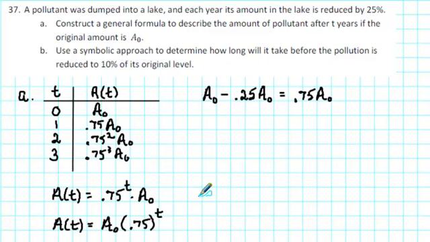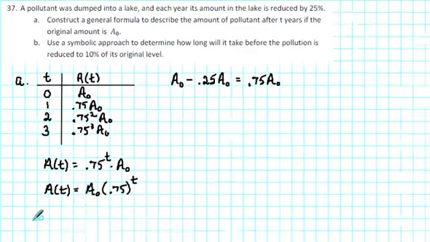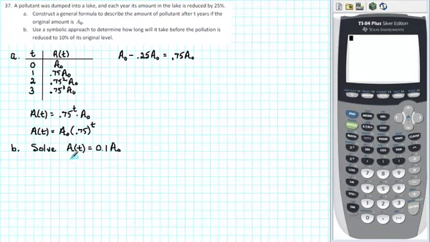Part B says to use a symbolic approach to determine how long it will take before the pollution is reduced to 10% of its original level. Well, 10% of its original level is 0.1 A sub 0. So what we want to do is to solve the equation A of T is equal to 0.1 times A sub 0. So what we can do is just substitute this expression for A of T. Substitute A sub 0 times 0.75 to the T for A of T. So we end up with A sub 0 times 0.75 to the T is equal to 0.1 times A sub 0.